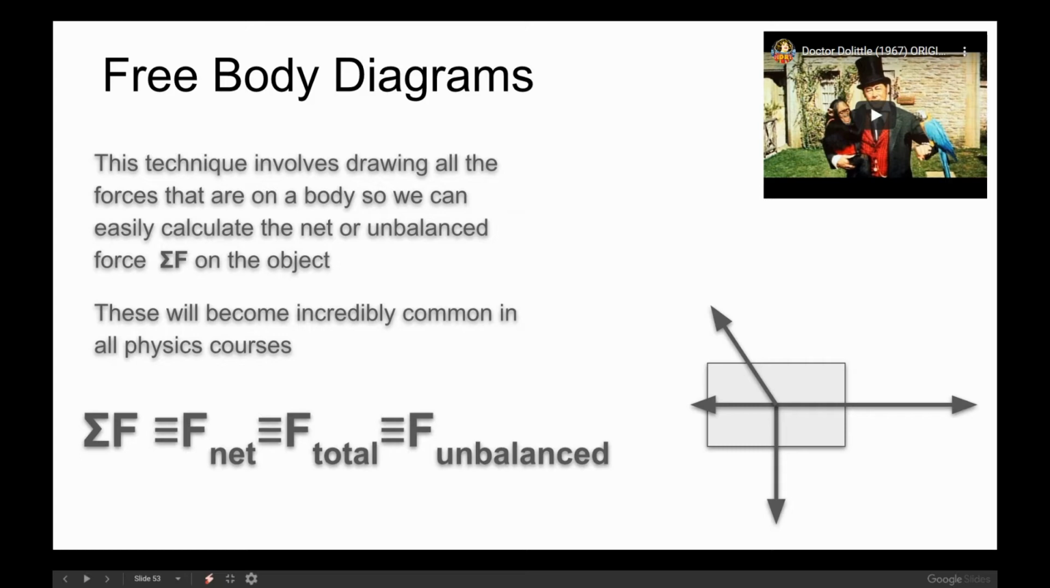This can be written as F net, F total, and F unbalanced. I like using the sigma F on the left because it's a very common math notation you will become familiar with. Net and total are acceptable too. I'm not fond of unbalanced because it takes a lot more writing to do, and it is a product of the high school system only.